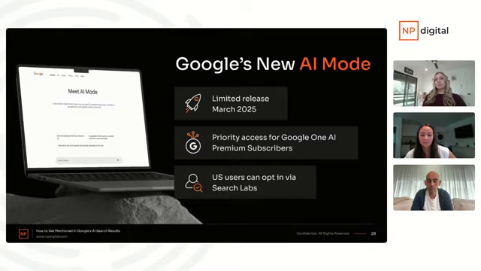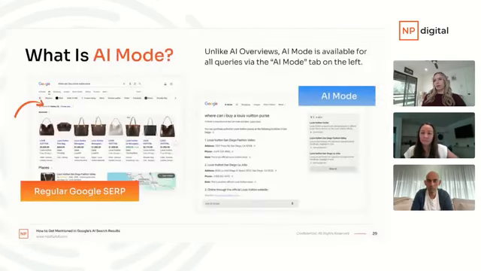A great way to become more familiar with AI overviews and all of Google's AI features is by using Google's very new AI mode. Google just introduced its limited release launch of AI mode last month in March. This new mode adds AI-powered responses directly into search, helping you get quick summaries and follow-up answers, which provides a better search experience for users. For now, there is priority access available for Google One AI Premium subscribers, and US users can also opt in via Search Labs. Next, we'll dive deeper into what exactly AI mode is.